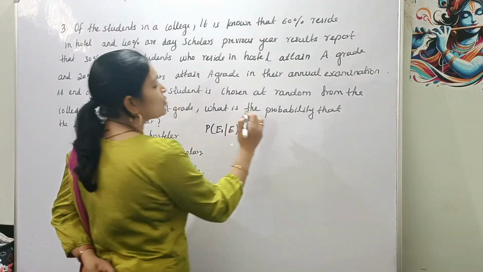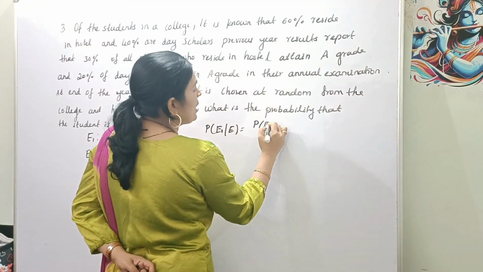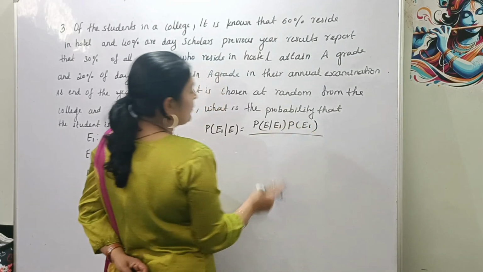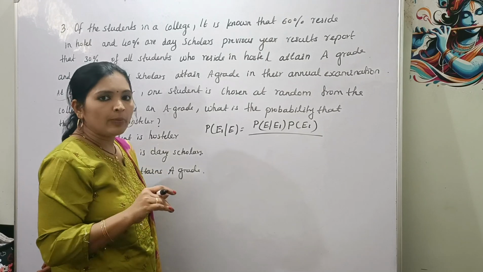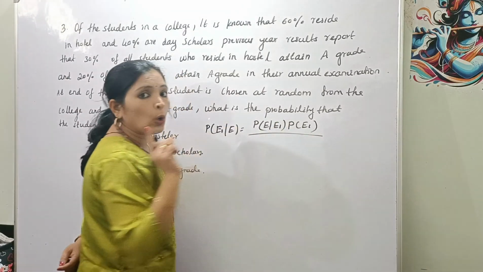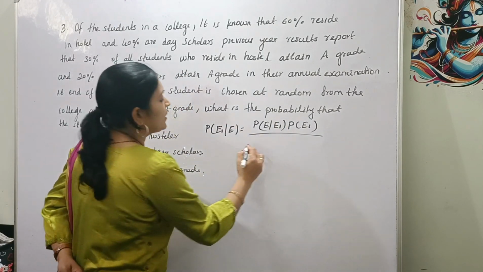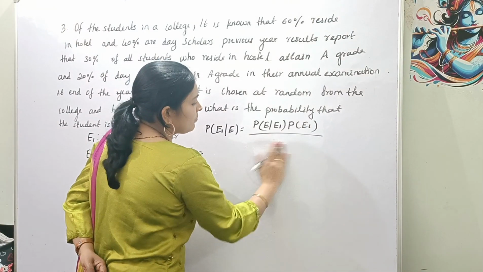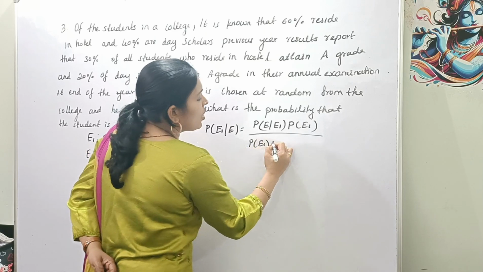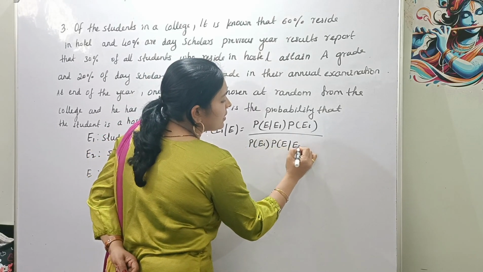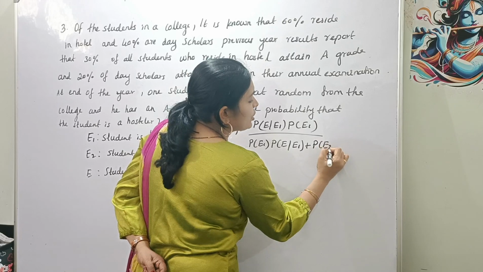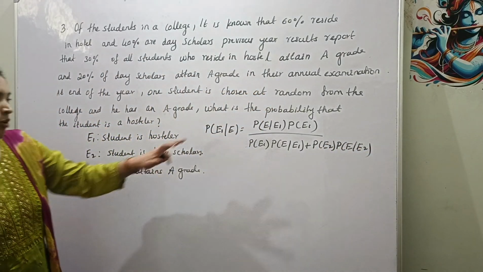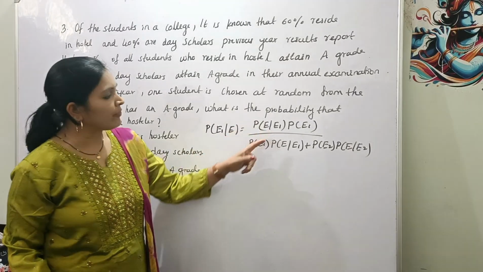Here, apply Bayes theorem: probability of E1 given E is probability of E given E1 into probability of E1, divided by probability of E. What is probability of E? Apply the total probability theorem formula. That is, probability of E is probability of E1 into probability of E given E1, plus probability of E2 into probability of E given E2. Okay, it is the formula. Now let's find one by one.